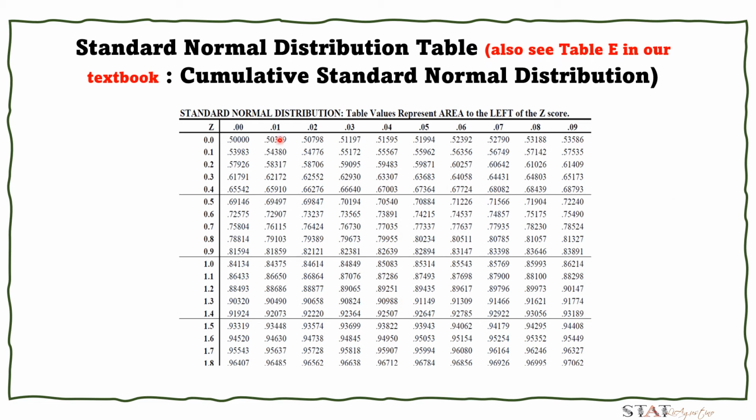So this is the standard normal distribution table. You can also see that in Table E in our textbook. You can call this the cumulative standard normal distribution. The table values represent the area to the left of the z-score.